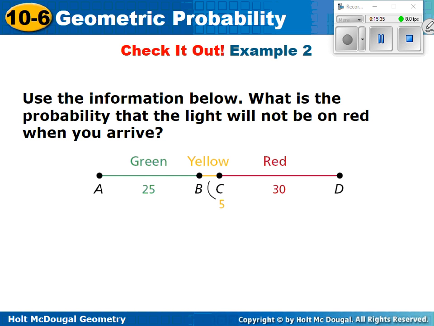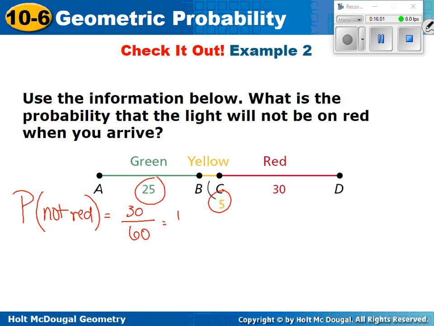What's the probability that the light will not be on red? So what's going in your parentheses? Not red. What's one way we could figure out the probability of not red? Just do green and yellow. So how much of our line is green and yellow? 30. And that would be 30 out of 60, which is 1/2, which is what percentage?